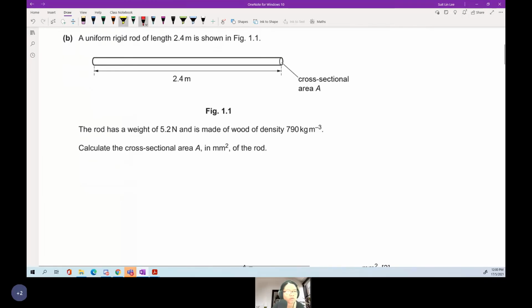Okay, so here is a regular old rod. You are given the weight of the rod, the length of the rod, and the density of the rod. Calculate the cross-sectional area. Oh, 3 marks. See, physics can get 0, meh? Cannot lah.